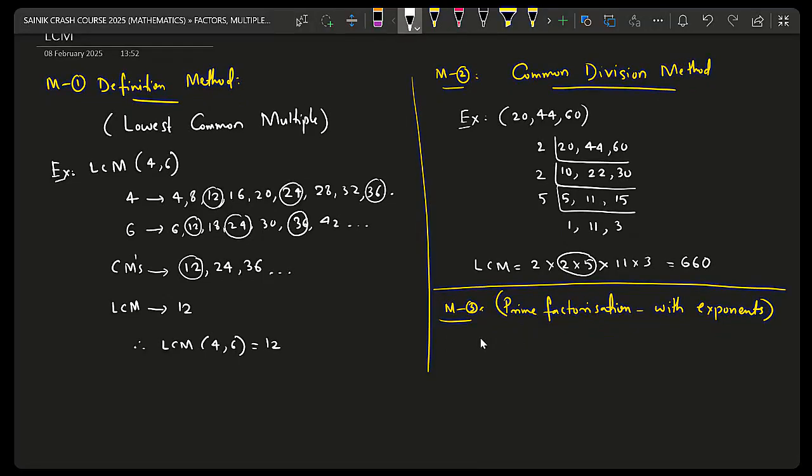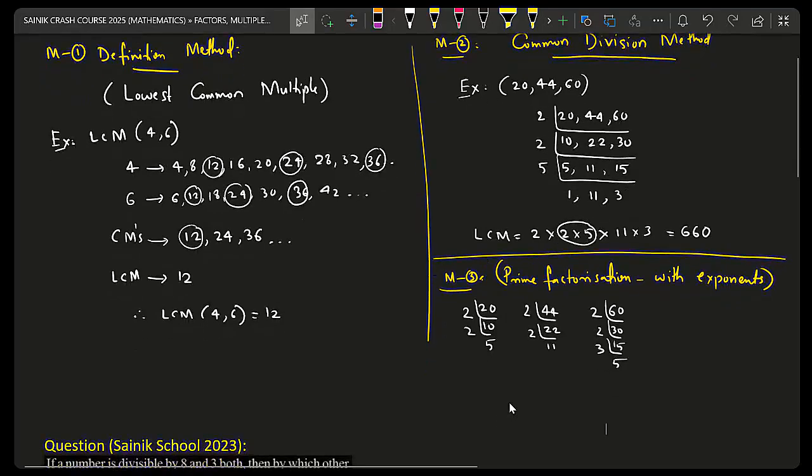So let's factorize 20 first. 2 tens, 2 fives. And factorize 44. Same question I'm taking. 2 into 22, 2 into 11. 11 is a prime number, will stop. 60. 2 into 30, 2 into 15, and 3 into 5. 5 is a prime number, will stop. And we will write the factorization.